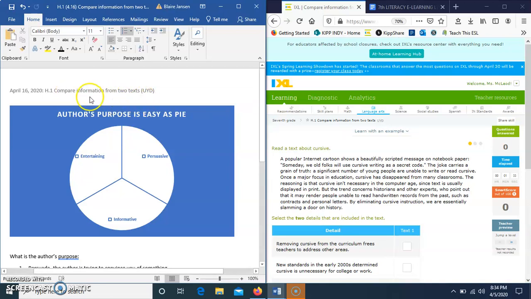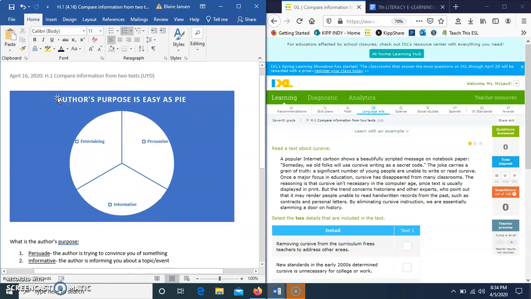If you look at the top of the page, you are in section H1 for IXL, and the code is UYD. So if you're not sure you're in the right place, be sure you have IXL H1 under Reading Strategies open for literacy, and let's take a look.